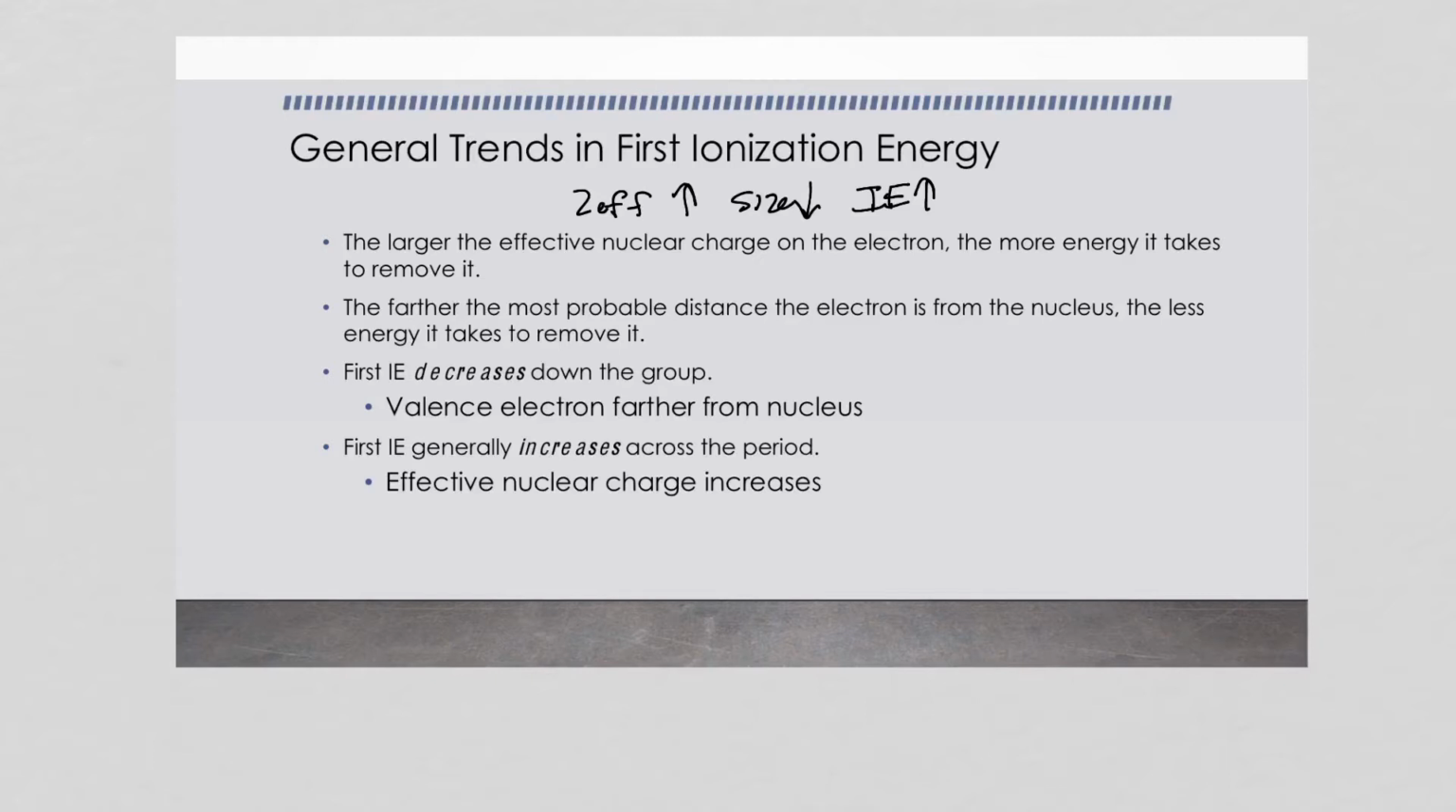As you go down, again, the electrons are further from the nucleus. They're going to be easier to remove, so you see it go down. Again, going across, the Z effective goes up, becomes harder to remove it. So to summarize, you go across, ionization energy gets higher, which means it's harder to remove it. Atoms get smaller. You go down, atoms get bigger, ionization energy gets smaller, which means it's easier to remove that electron.